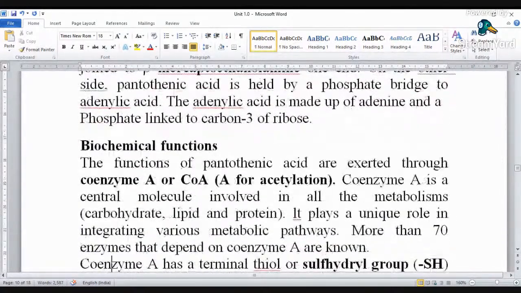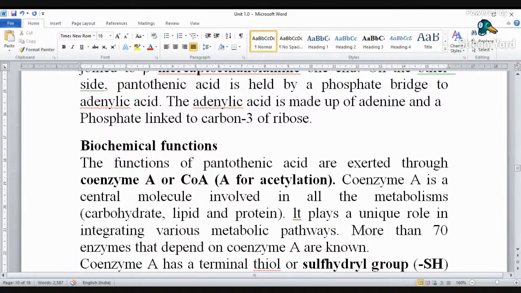So, what is the biochemical function? The functions of pantothenic acid are exerted through coenzyme A. CoA means A for acetylation. Coenzyme A is the central molecule involved in all metabolism. You know acetyl CoA, then malonyl CoA, then succinyl CoA. Succinyl CoA is one of the intermediates of the TCA cycle. Acetyl CoA is formed during the conversion of pyruvate to acetyl CoA. Acetyl CoA enters into the TCA cycle.